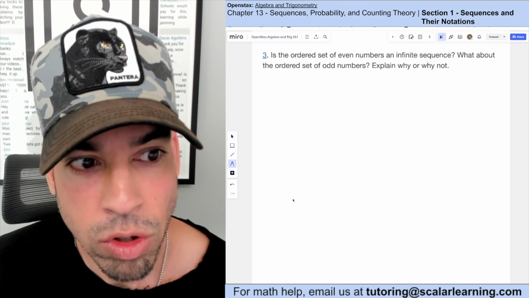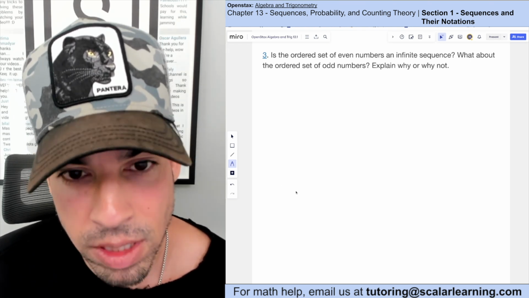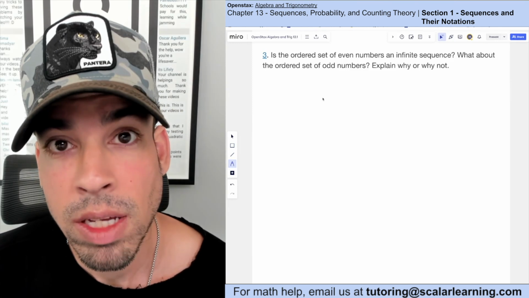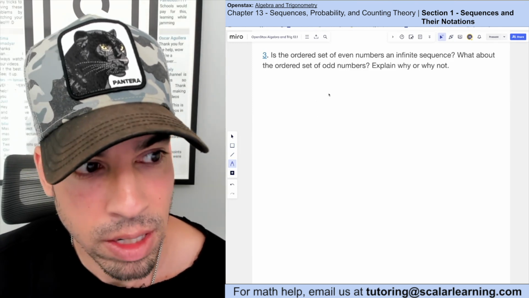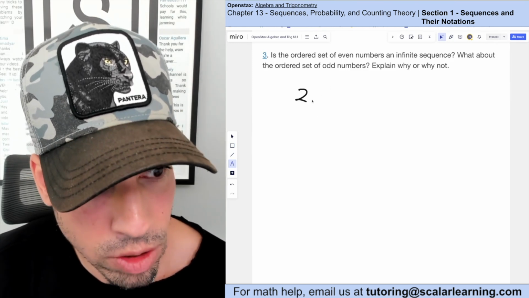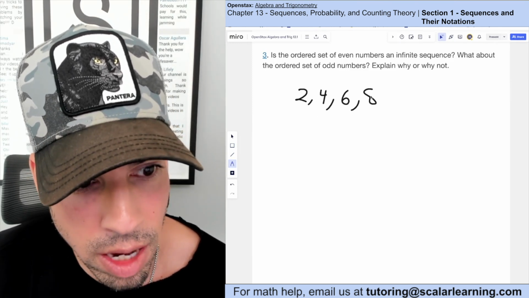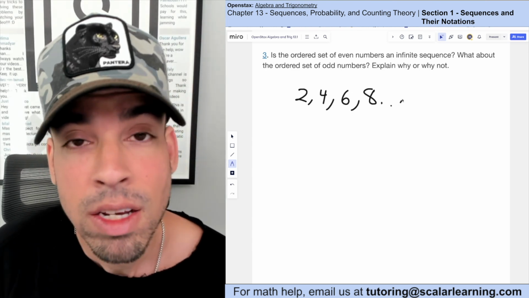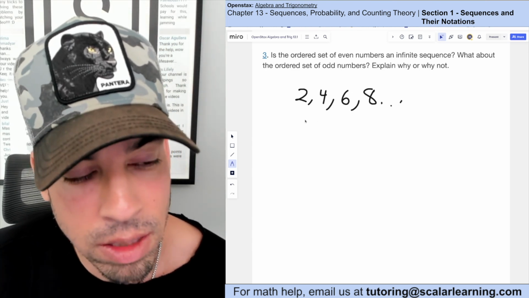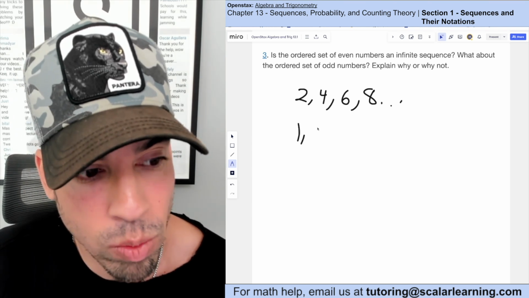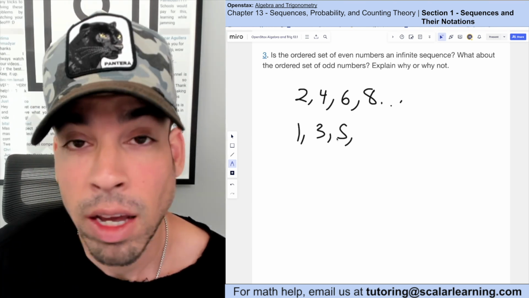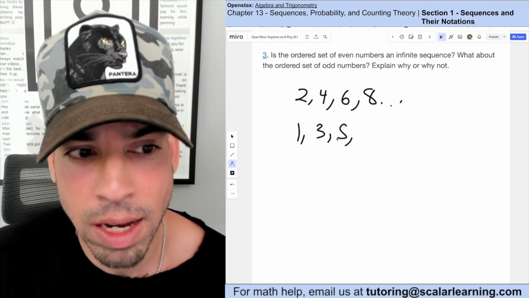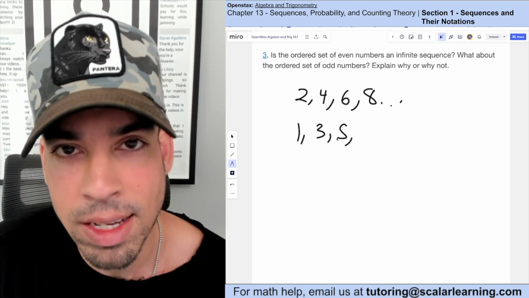Done. Is the ordered set of even numbers an infinite sequence? What about the ordered set of odd numbers? Explain why or why not. I would say both are definitely infinite. Think about even numbers: 2, 4, 6, 8. I can go up to a million, a billion, a trillion. There's no end in sight. Likewise, I could say the same thing for odd numbers: 1, 3, 5. I could go to 1,000,001, 10 billion and 1, etc. There's no end in sight. So both are infinite. That's how you do it.